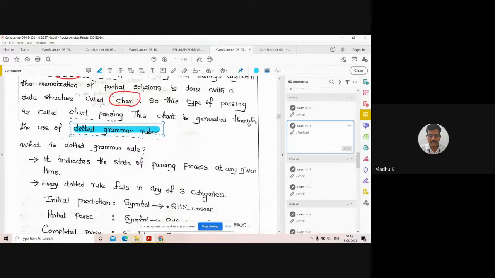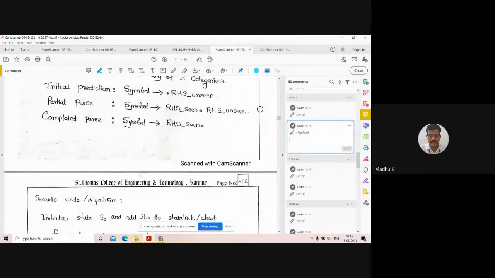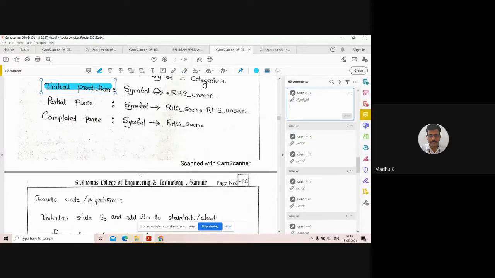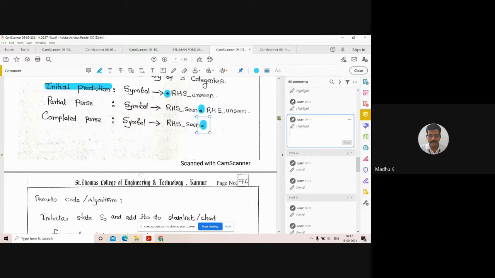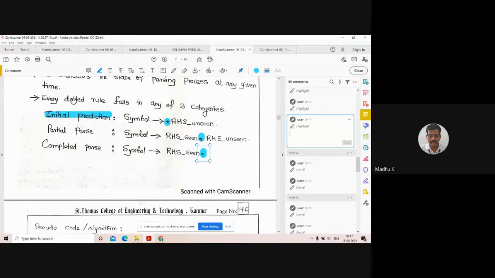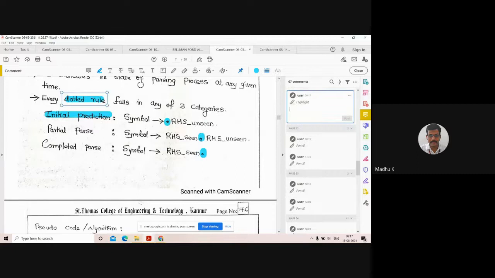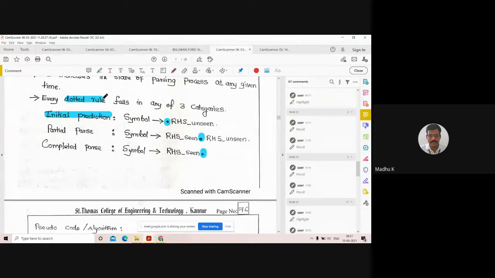Okay. So there are 3 types of dotted grammar symbols. One is the initial prediction, so the dot will come here. Then in the partial parse, the dot will come here. In the completed parse, the dot will come here. So these are the 3 types of dotted grammar symbols. Okay, dotted rules, please note it.